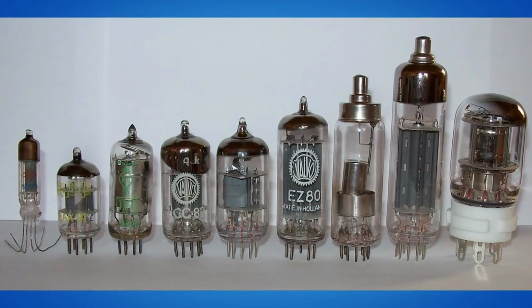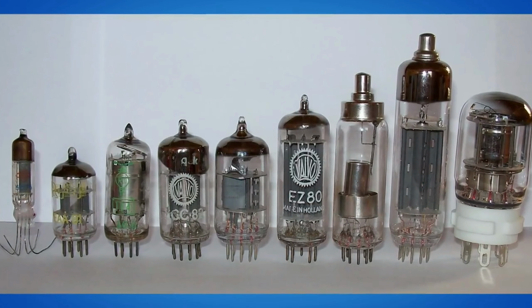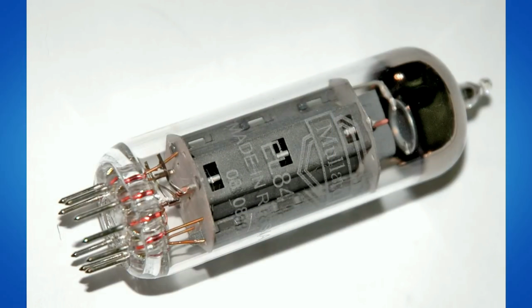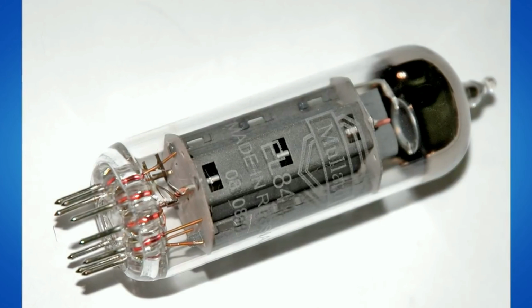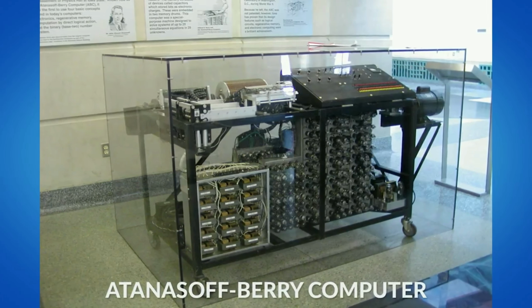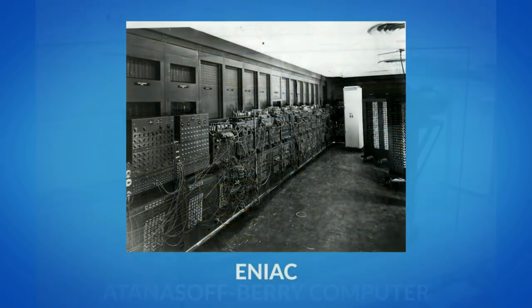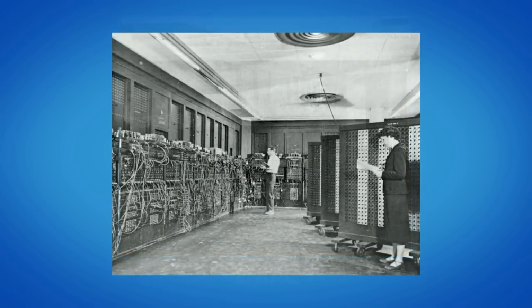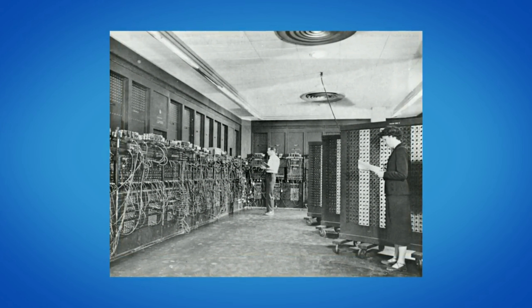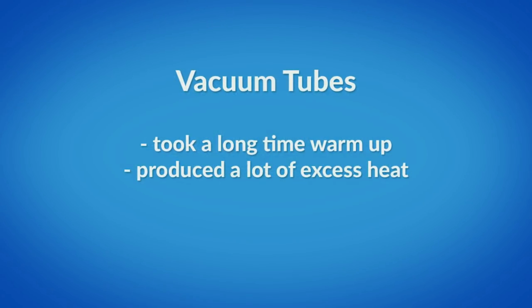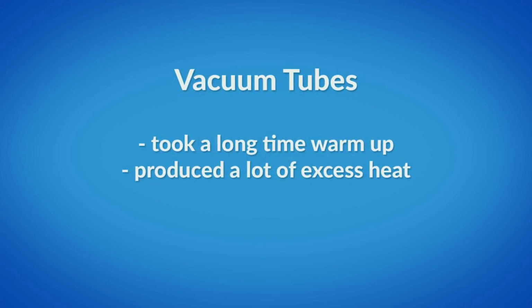Before the age of transistors, there were vacuum tubes. They were developed by John Ambrose Fleming in 1904. Vacuum tubes control the flow of electrons in a vacuum and function as amplifiers or switches. Early computers such as the Atanasoff-Berry computer and the ENIAC used vacuum tubes. However, early computers that used vacuum tubes were huge. The ENIAC occupied a whole room. Vacuum tubes also took a long time to warm up and they produced a lot of excess heat.